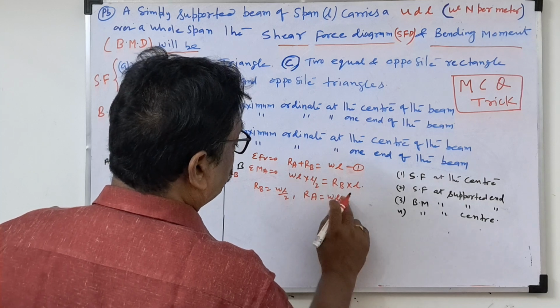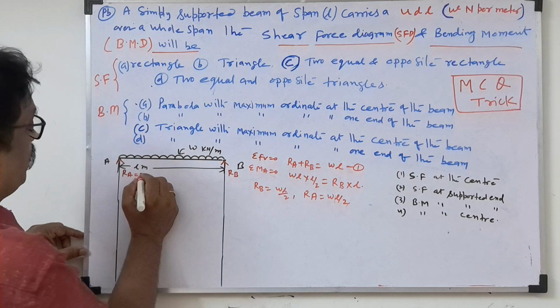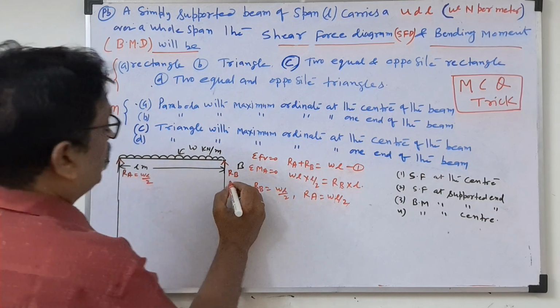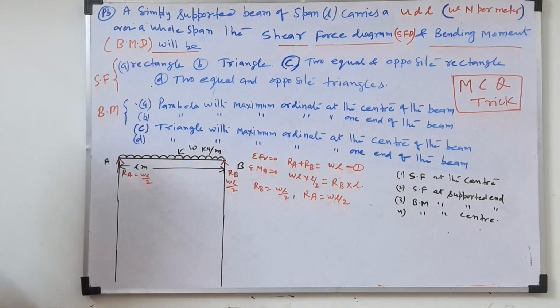So I know the support reactions now. Here WL by 2, here also WL by 2. We got the support reactions.